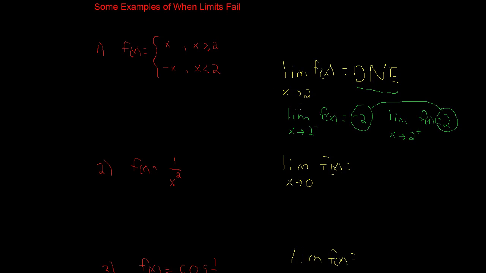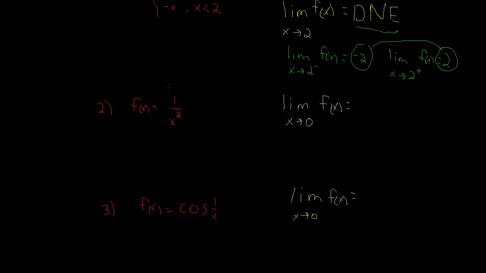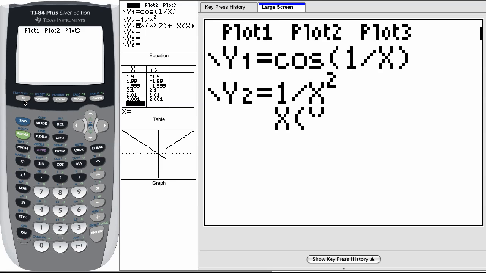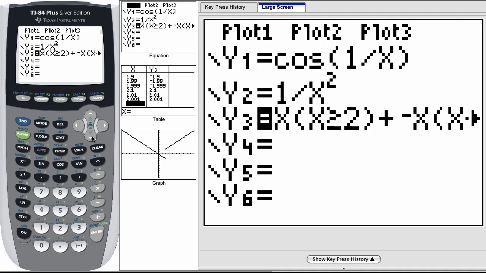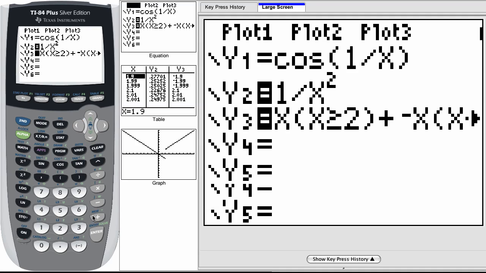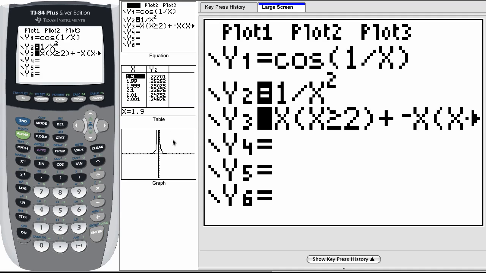Okay, the next example is going to be this one right here. f of x equals 1 over x squared. And if we go to our calculator and put this up on the graph, let me turn it on first. Turn the piecewise off. Okay, you'll see that everything updates. My table got updated, my graph got updated.